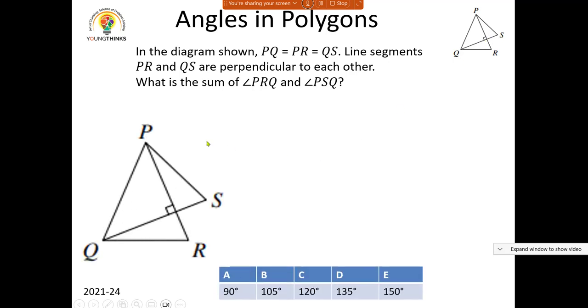Let's make a bigger diagram. PR and QS are perpendicular. Okay. Now you need to find the sum of angle PRQ and PSQ. What is angle PRQ? You need to find the sum of this and that, the sum of these two angles.